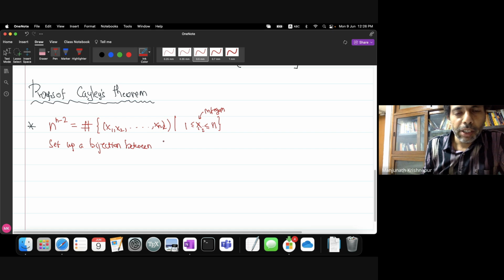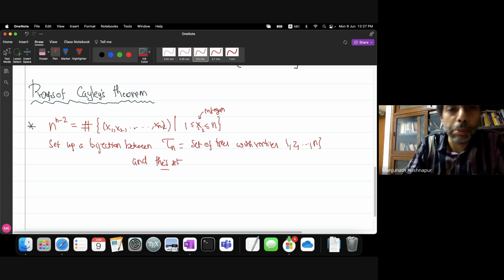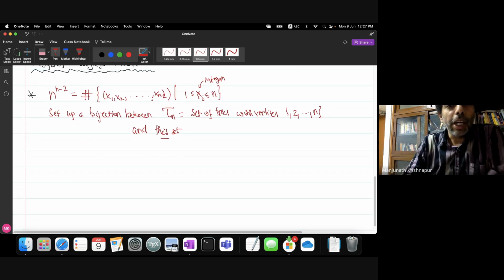between, let's call it Tn, the set of labeled trees, the set of trees with vertices 1 to n, and this set of tuples. Is there a way to make a bijection?